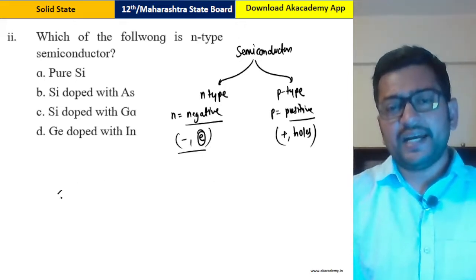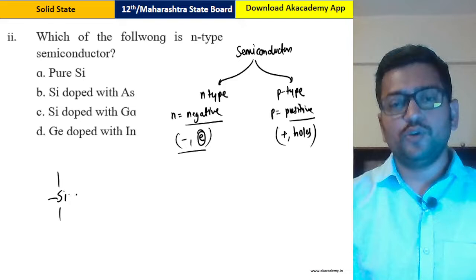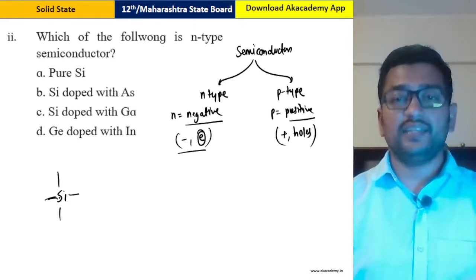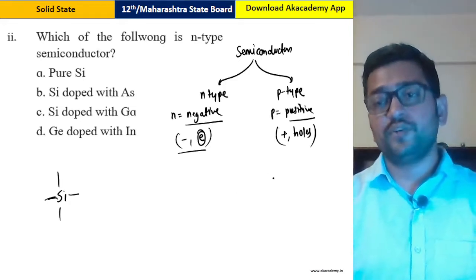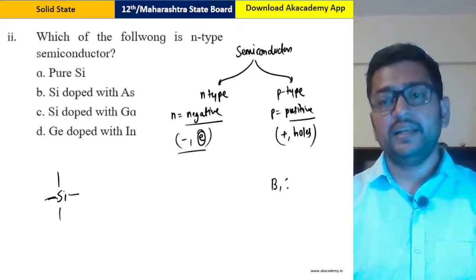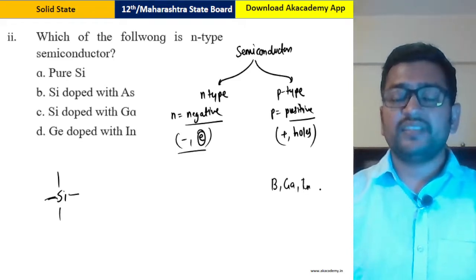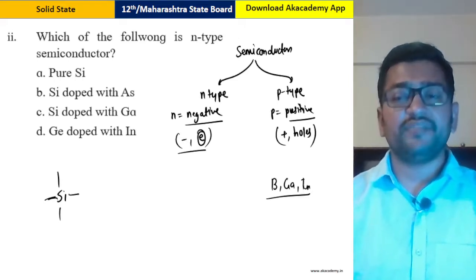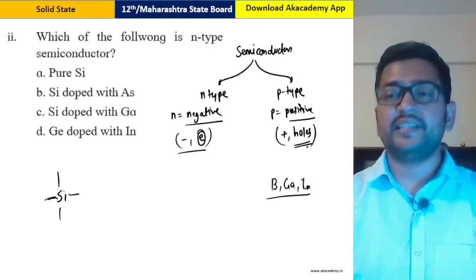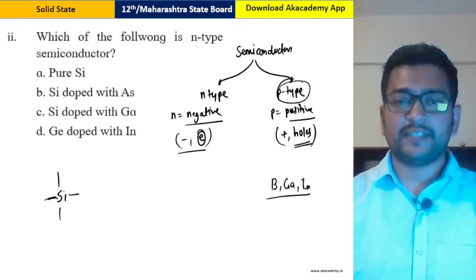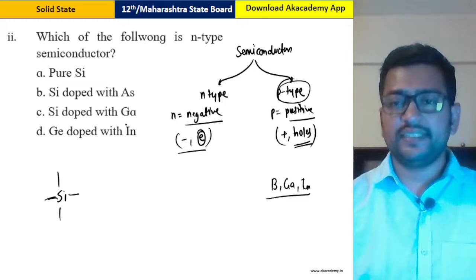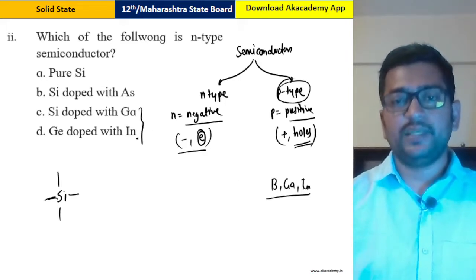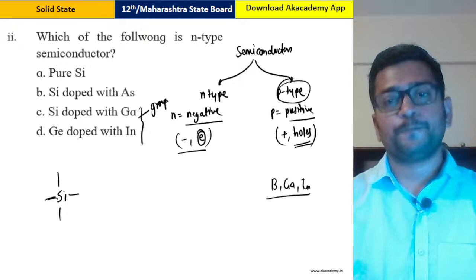Now if I have silicon and I dope this silicon with a group 3 element, what is going to happen? In that case there will be a lack of electrons and holes will be generated, and we are going to get a p-type semiconductor. From here itself you can see gallium and indium, they both are from group 3.